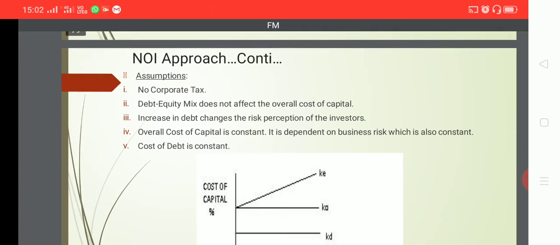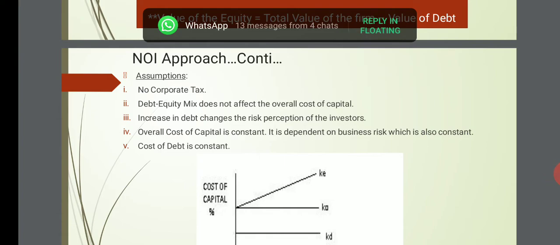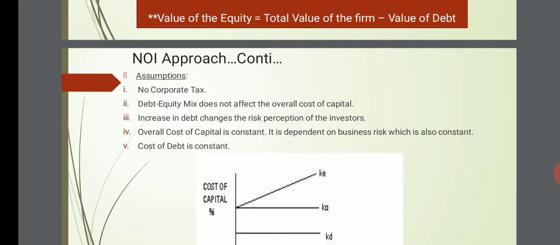What are the assumptions of this approach? There is no corporate tax. Debt equity mix does not affect the overall cost of capital. Increase in debt changes the risk perception of the investors. Overall cost of the capital is constant. It is dependent on business risk, which is also constant, and cost of debt is constant.